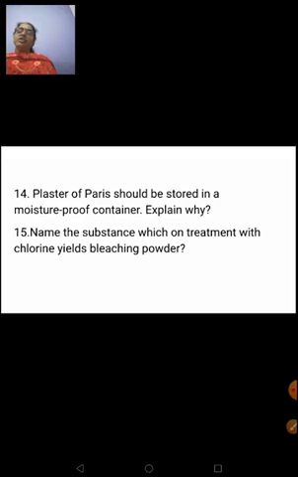Name the substance which on treatment with chlorine yields bleaching powder. Calcium hydroxide. Okay, so these are all few sample questions. Okay, so you have to read your textbook thoroughly in order to answer any type of question. This is just a sample to you.